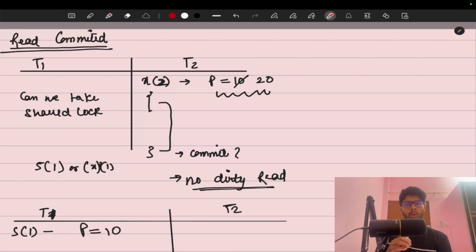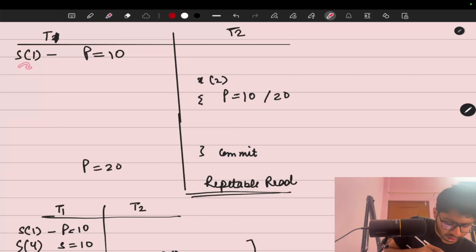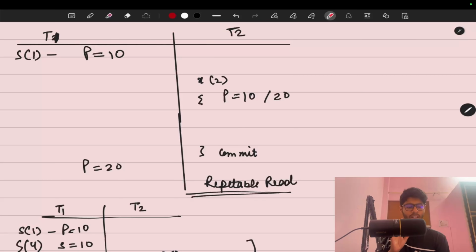But there is a problem of non-repeatable read in this scenario. Let me make you understand it. What read committed says is that whenever you take a shared lock, it is going to be released. So we read our data P equals 10, we take a shared lock, and we release it as soon as we have read the data. That is what read committed is saying. We have read the data and we release the lock.